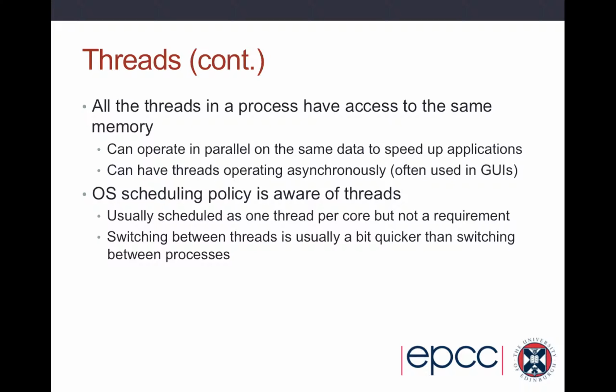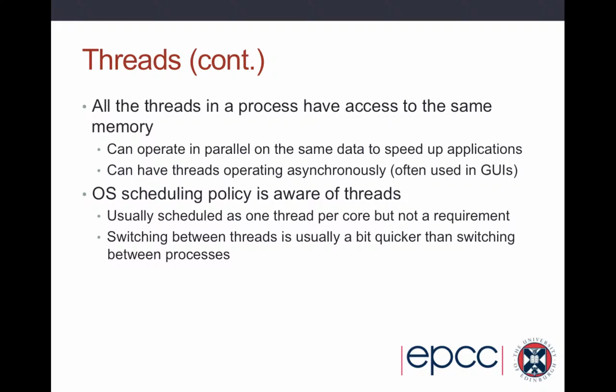Okay, so the operating system is also aware of threads and can schedule them in the same way as it can processes. But the switching between threads is usually a bit quicker than switching between processes, and usually you only schedule one thread per core, but that doesn't have to be true.